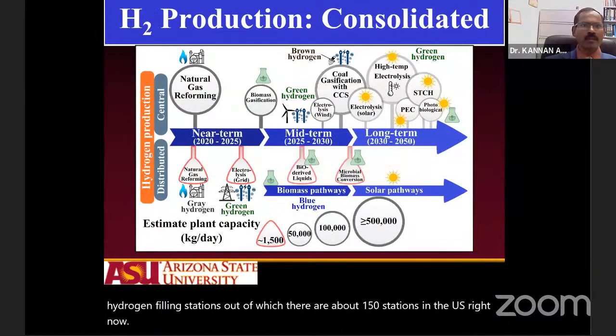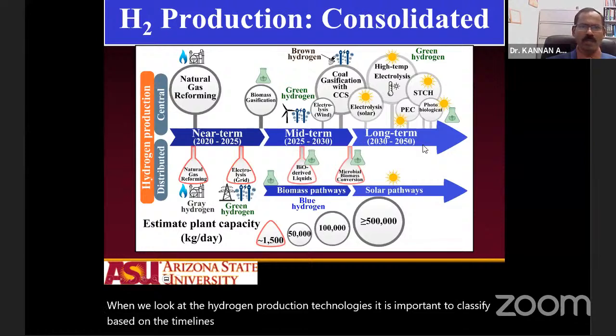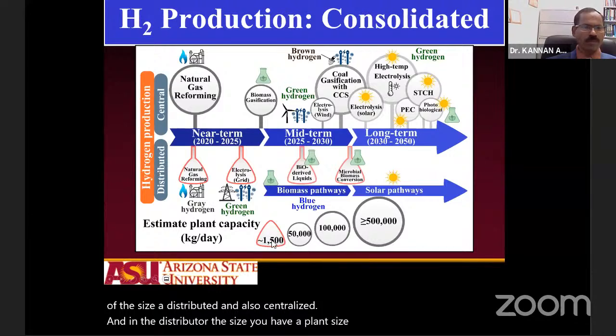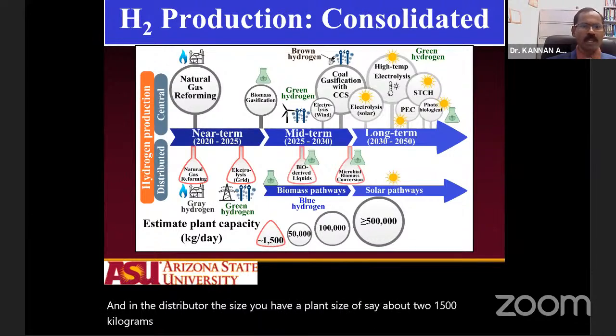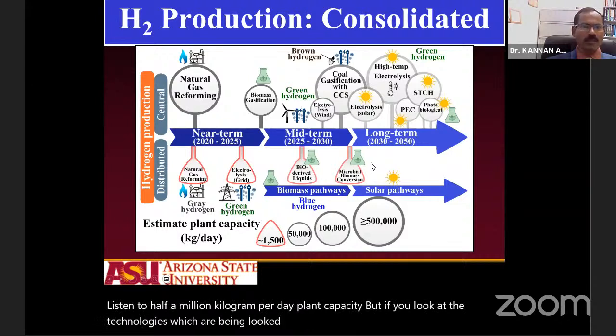When we look at the hydrogen production technologies, it is important to classify based on the timelines, near term, mid-term, and also long term, but also in terms of the size, like distributed and also centralized. And in the distributed size, you have a plant size of, say, about 1,500 kilogram per day production, and medium and large scale from 50,000 to 500,000 kilogram per day plant capacity.